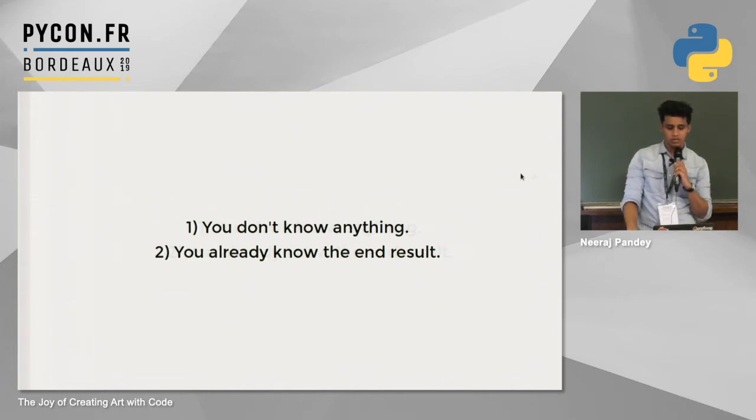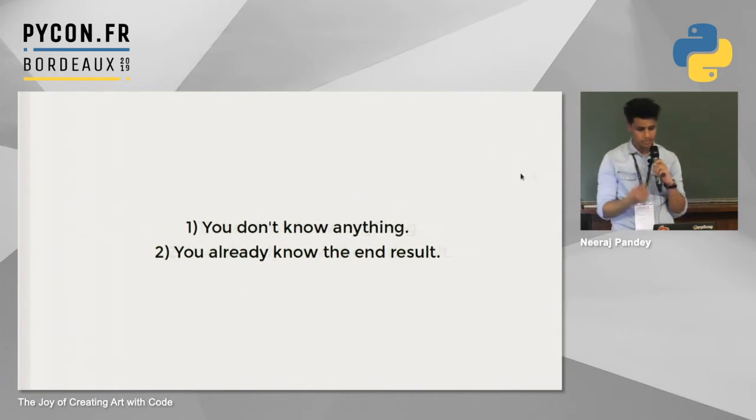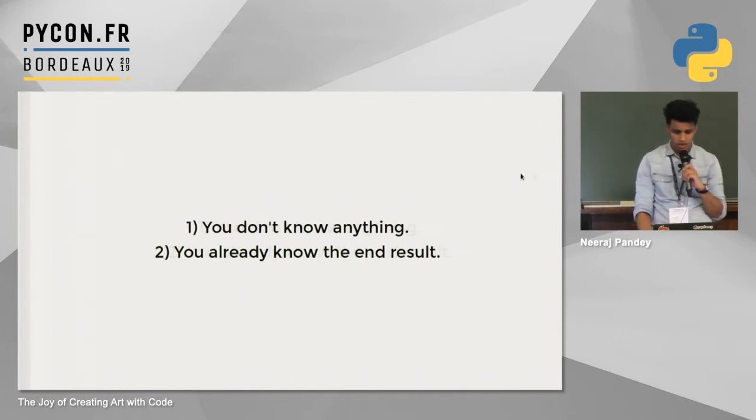The second thing: you already know the end result, which means you know there are 40 different shapes, the sizes will be this, the color will be this, and only the randomness will change the final results. So these are the two main strategies that help you create generative art.